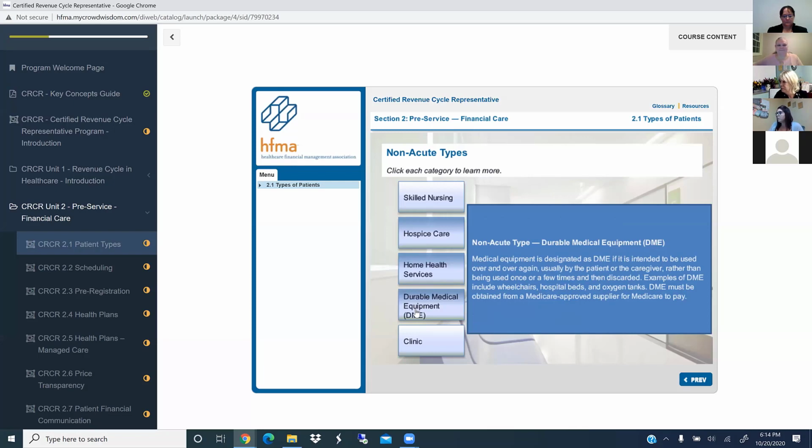Durable medical equipment, also known as DME. This is medical equipment designed as durable medical equipment, and it's intended to be used over and over again, usually by the patient or the caregiver, rather than being used once or a few times and then discarded. An example of DME is like wheelchairs, hospital beds, oxygen tanks, and it must be obtained from a Medicare approved supplier for Medicare to pay for Medicare recipients.